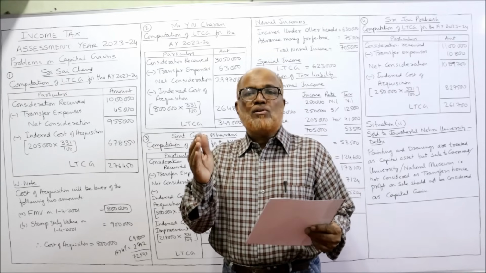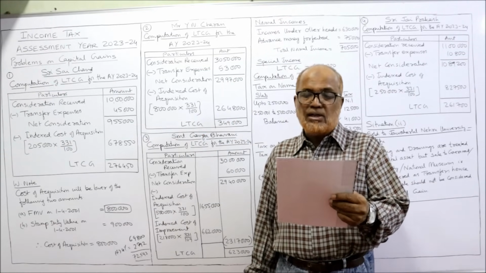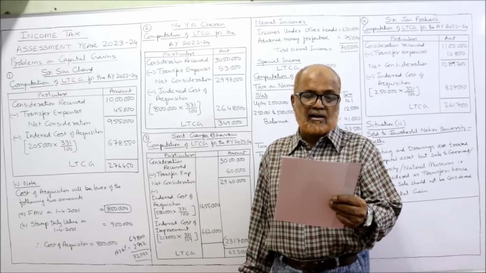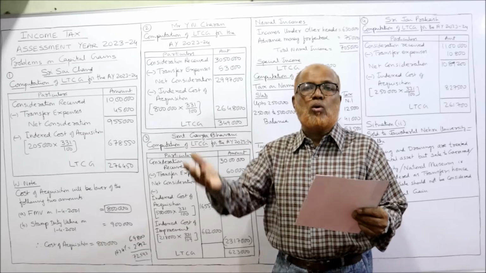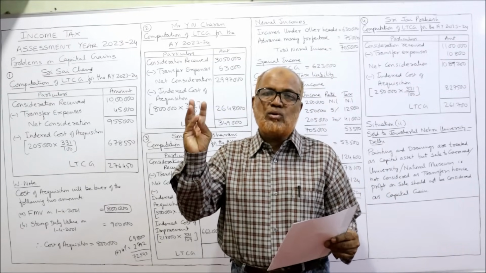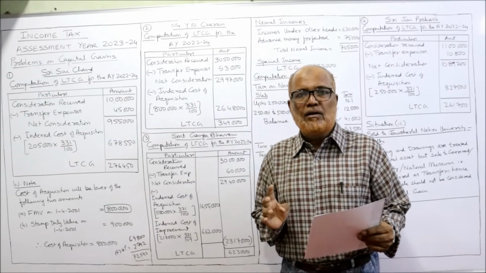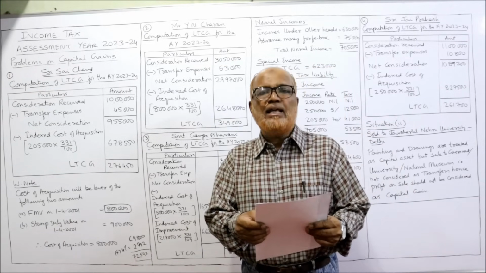So there is cost of acquisition and cost of improvement. She purchased the house in 97-98 for 5 lakh, and during the year 2003-2004, she constructed 2 more rooms. It is called improvement. So here we have cost of acquisition, which was 5 lakh, and cost of improvement, which is 2,18,000.